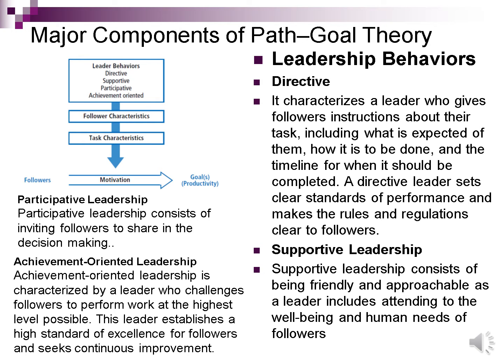Finally, we have the achievement oriented leadership style or behavior, which is characterized by leaders who challenge followers to perform work at the highest level possible. This leader establishes high standards of excellence for followers and seeks continuous improvement. So normally the high performance teams, the teams which are highly dynamic, dealing with complex assignments and tasks, are highly achievement oriented teams, and the leadership is highly achievement oriented.